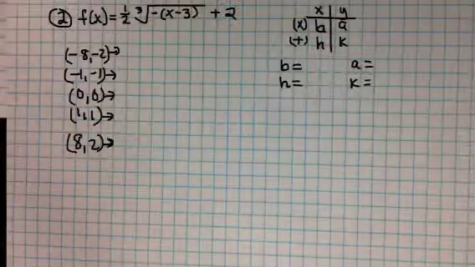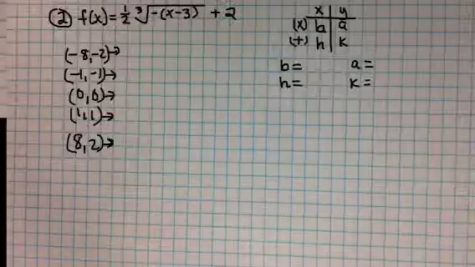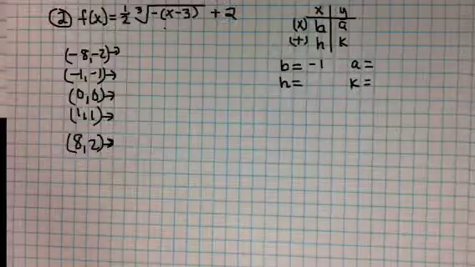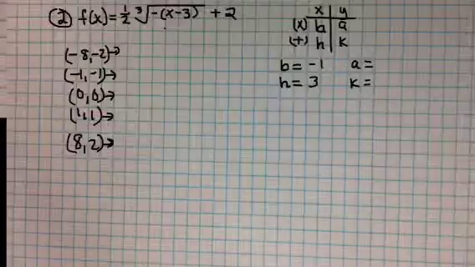Okay, so in this problem, b is -1 because the reciprocal of -1 is -1. H is +3. A is 1/2 and K is 2.